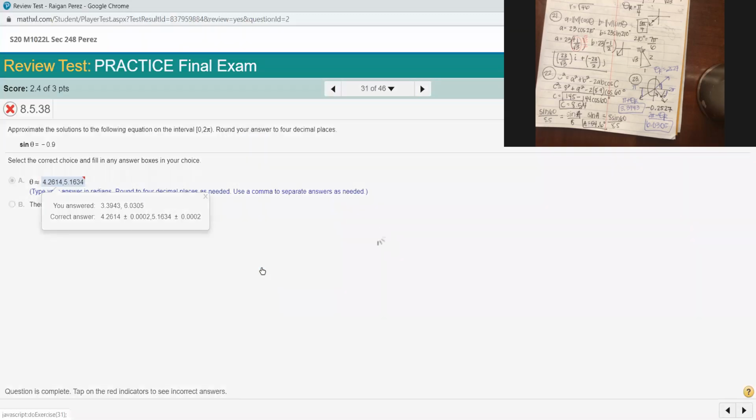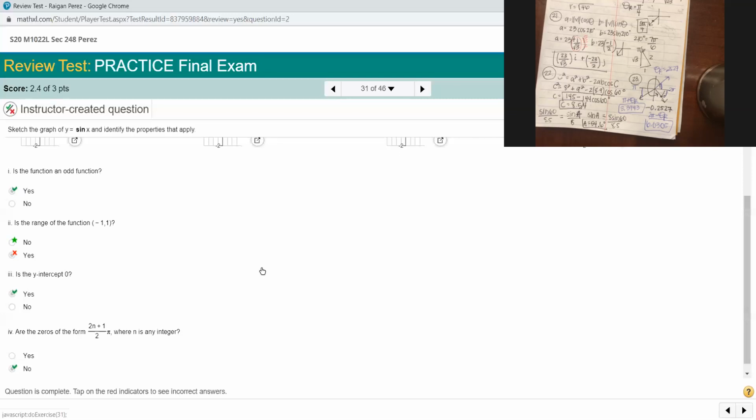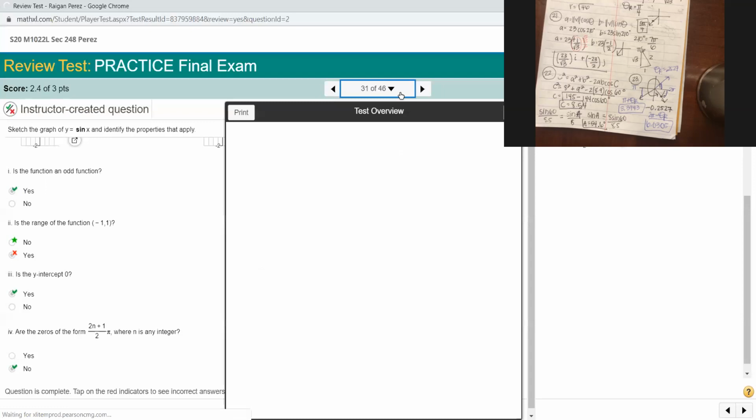31 is the range of the function. Negative 1. Oh, they tricked me right there. The answer was no because they didn't use brackets. They're supposed to have brackets right there, and I didn't even notice that. So double check that on your finals.